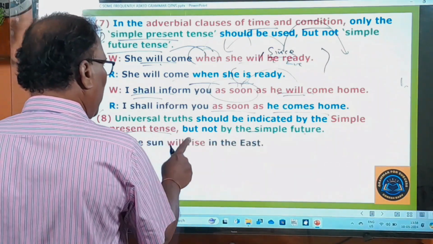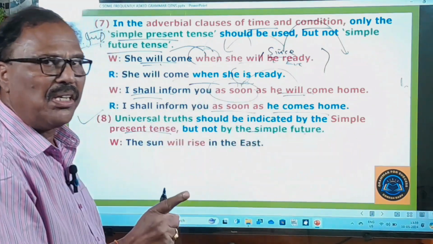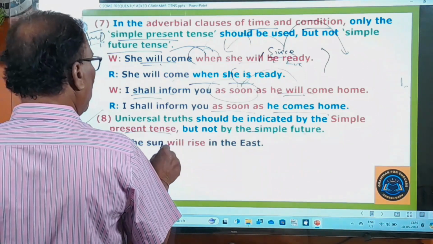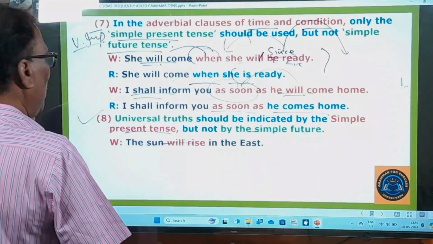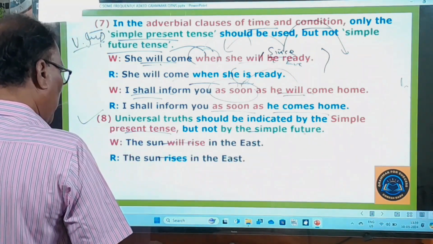Okay, the sun will rise in the east. It's a universal truth. Whether you believe in this or not, the sun will rise only in the east. And then here this universal truth is expressed in the simple future. This is absolutely wrong. You have to therefore say the sun rises in the east. Simple present.